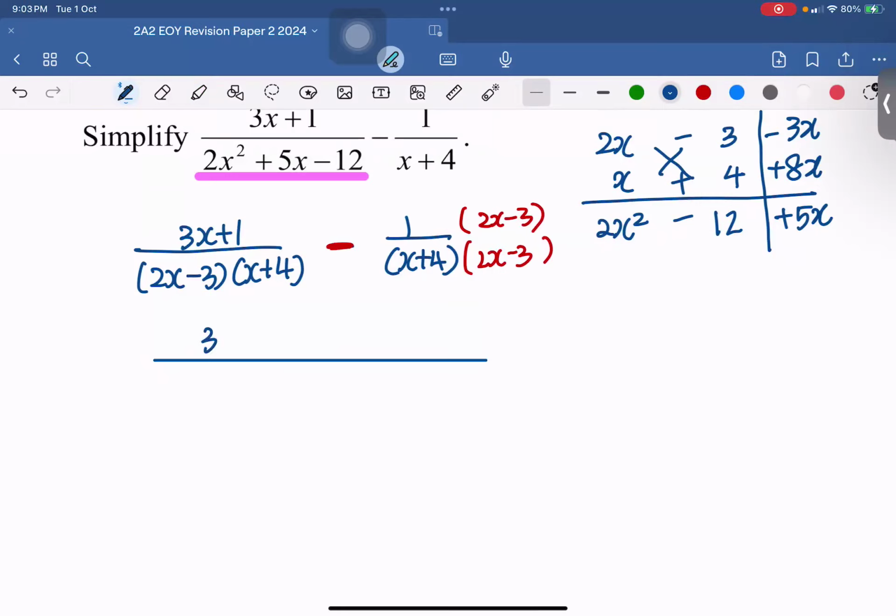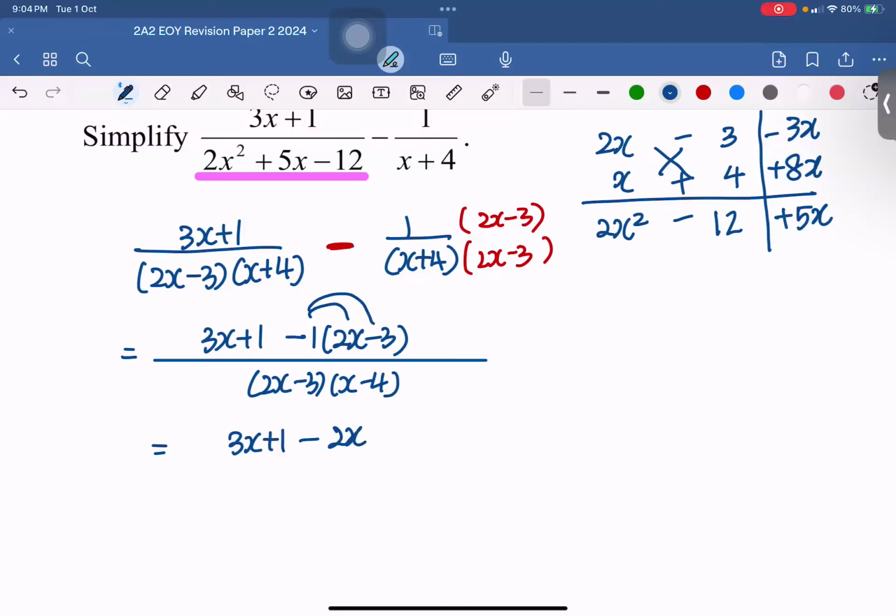Yeah. So this is 3x plus 1. This one, 2x minus 3x plus 4. This is subtraction, minus the whole of 2x minus 3. Need to remember to change sign. So 3x plus 1 minus 2x become positive 3. Correct.